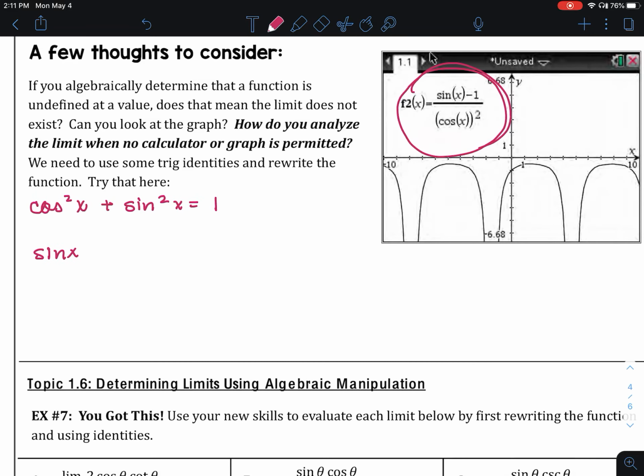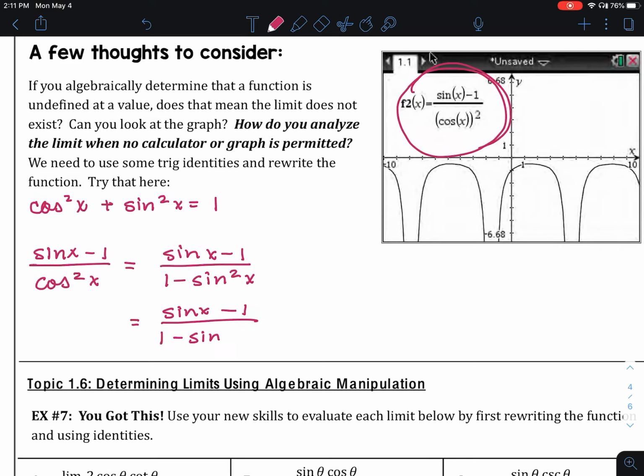Sine of x minus 1 over cosine squared of x. We can rewrite that as sine of x minus 1 over 1 minus sine squared of x. And so then you could factor the bottom just as you have before in the past. This is why we spent some time working on these skills in the fall. The top and the bottom now match without, of course, that negative 1.